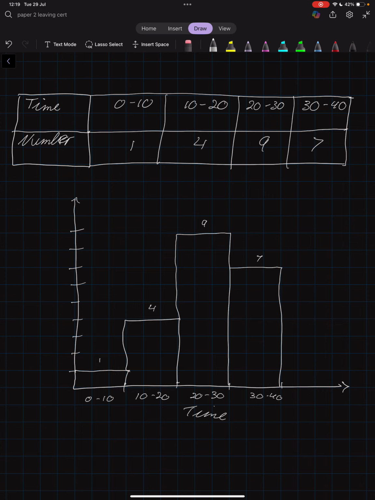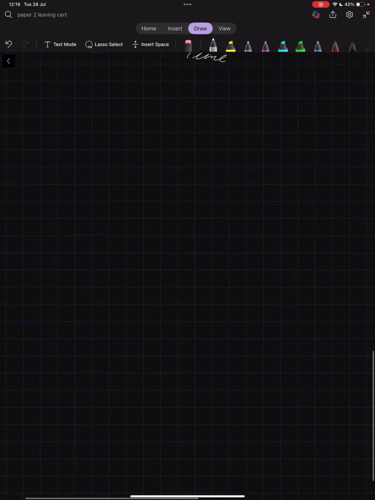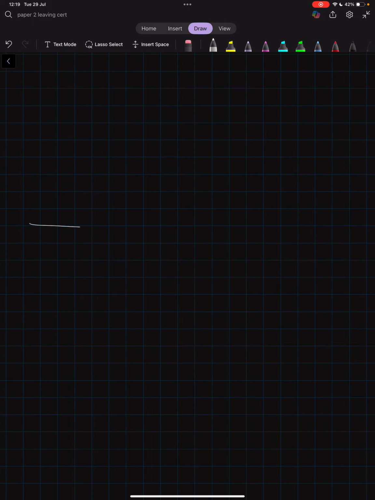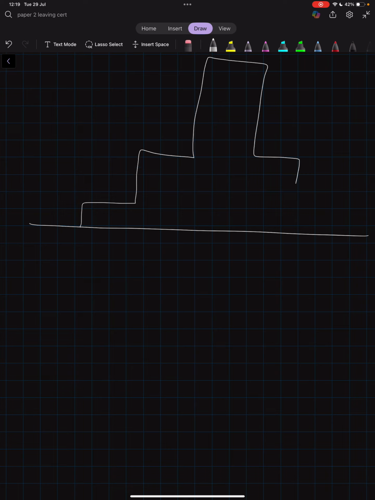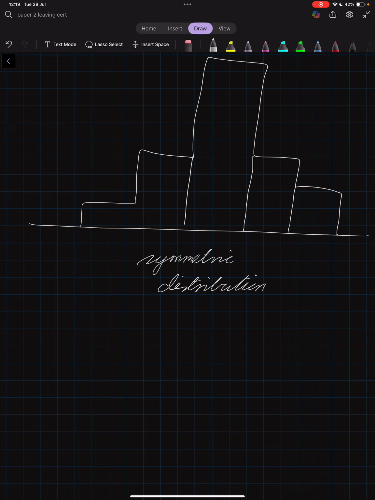And the next thing is just skewed data. So if you see data like this, you'd say this is a symmetric distribution. So if your histogram looks something like this, you can just say that it's symmetric, okay? Because the left-hand side here is roughly the same as the right-hand side here.